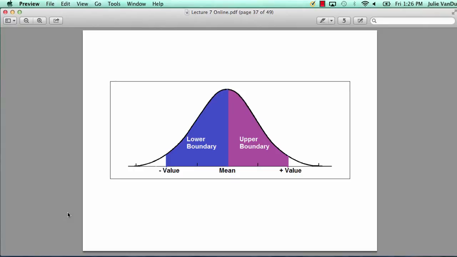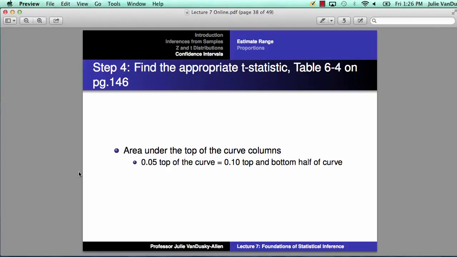Although the table only focuses on the top part of the curve, we want to know the area under both ends of the curve because we are calculating a lower boundary and an upper boundary. That means that if we are examining the area under the top and bottom of the curve, we would want to have 0.05 in the upper half and 0.05 in the lower half. If we add 0.05 plus 0.05, we have a total of 0.10 under the entire curve.